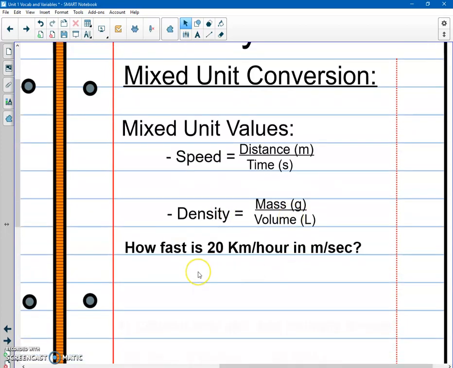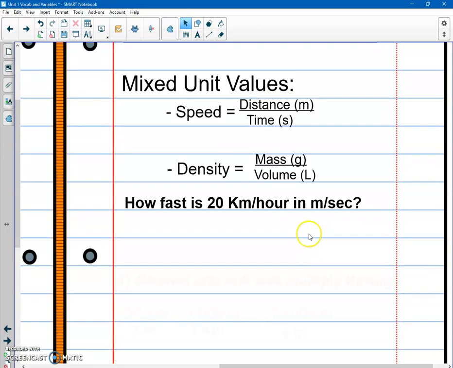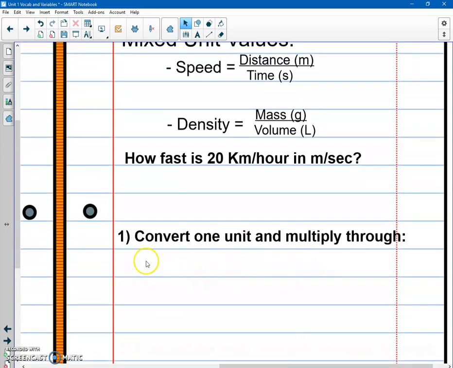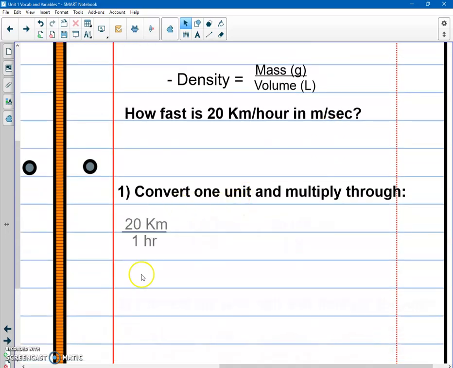So if we look here, here's an example. It says, how fast is 20 kilometers per hour in meters per second? So this is what we got to do. First, we need to convert one unit and multiply through. So we either choose the distance, like kilometers to meters first, or we choose the time, hours to seconds first. Let's go with kilometers to meters first, just because it might be a little bit easier, and then we'll go on to hours after that. Sound good? So we have 20 kilometers per hour. I just wrote it as a fraction, 20 kilometers per 1 hour. So, you know, if you think about it as speed, you're traveling 20 kilometers in 1 hour.